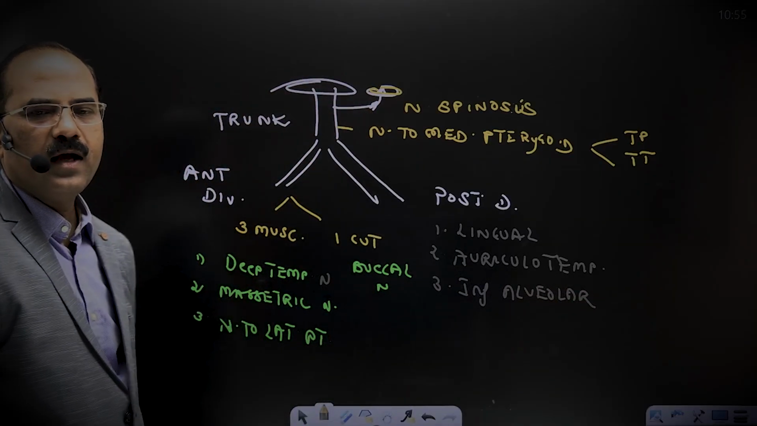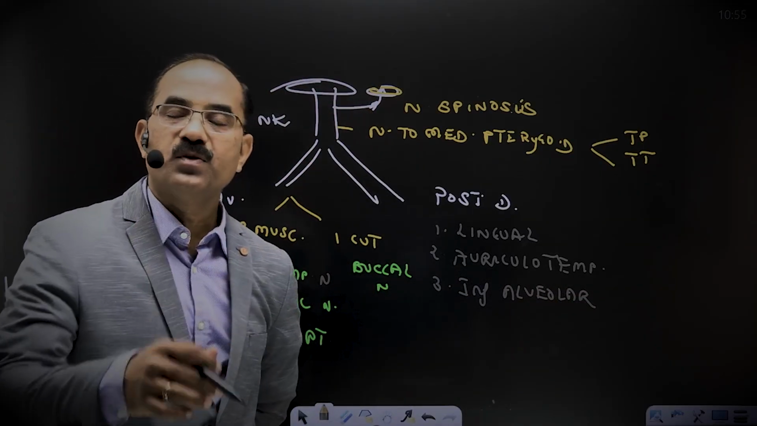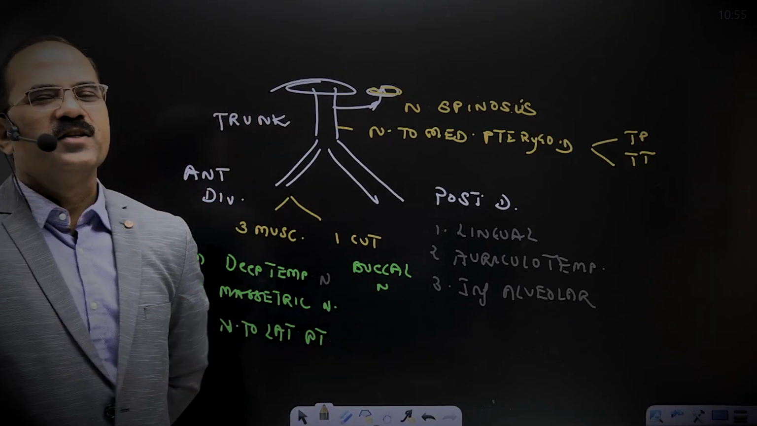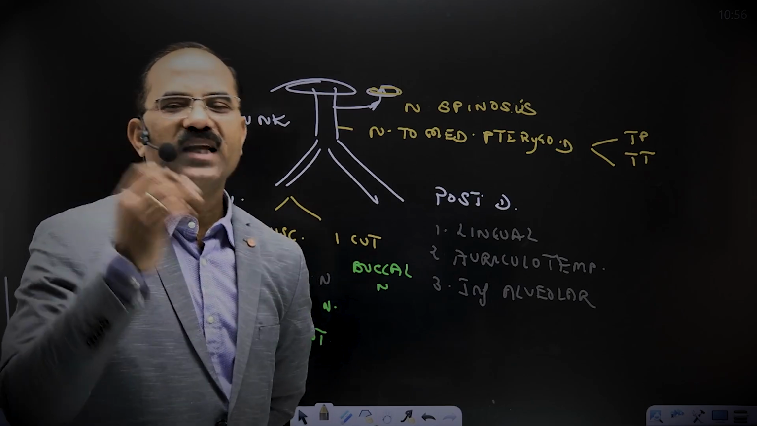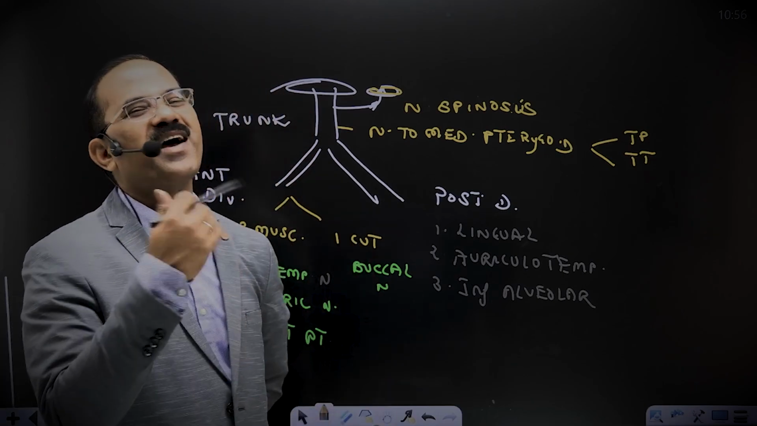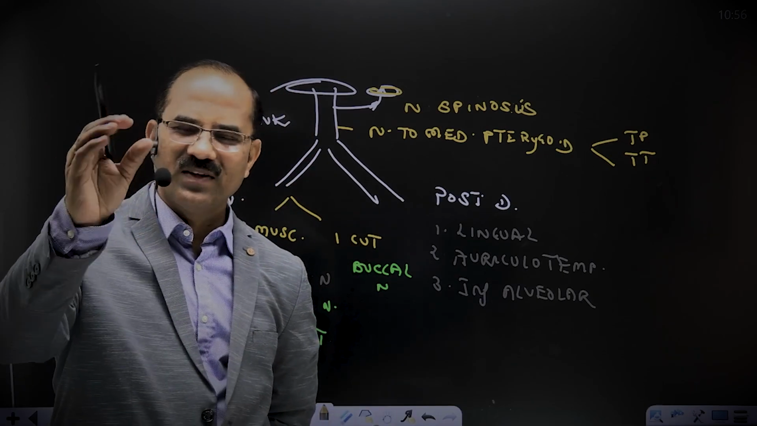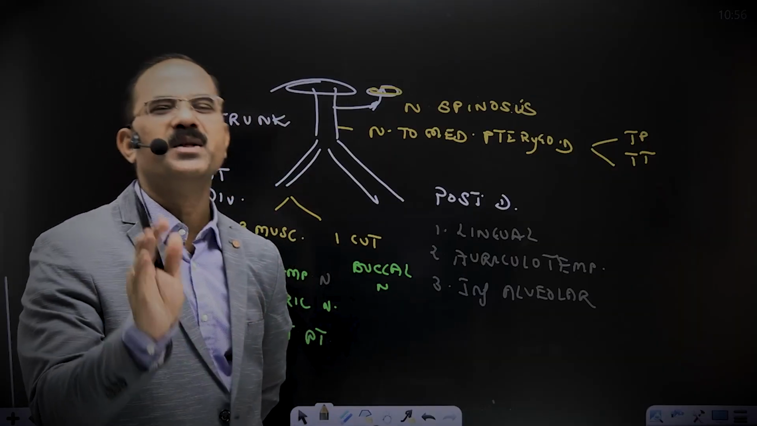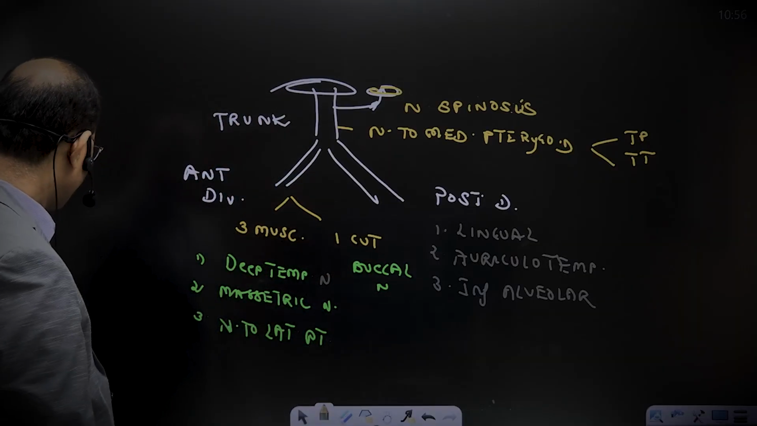As dental students, this mandibular nerve is very, very important for you. So the first one is the lingual nerve, the second is the auriculotemporal nerve, and the third is the inferior alveolar nerve. Let us understand this. Branches from the posterior division are extremely important. Okay, students, have a look at this.